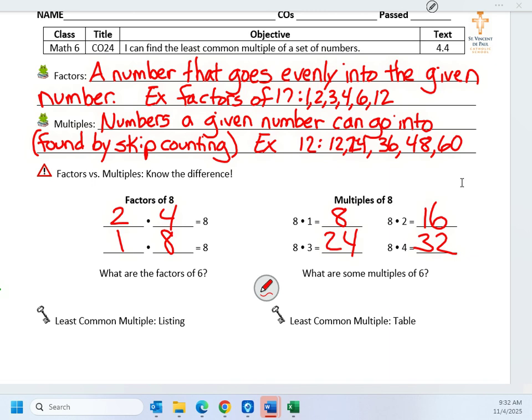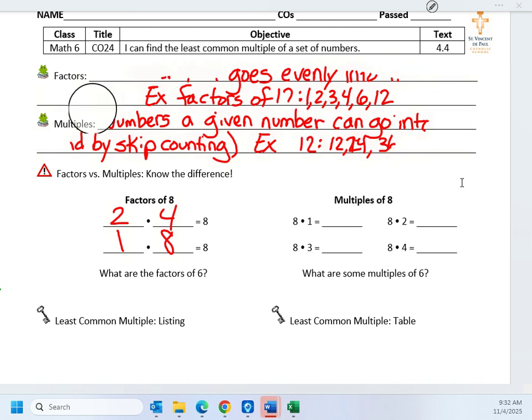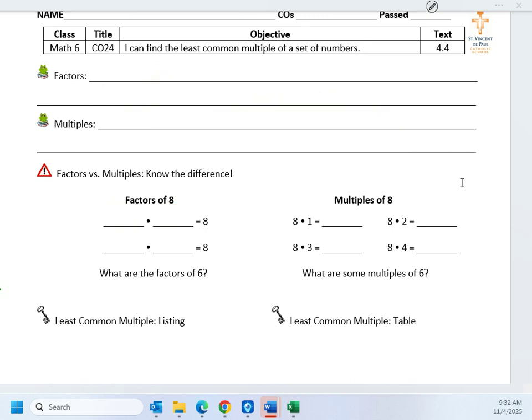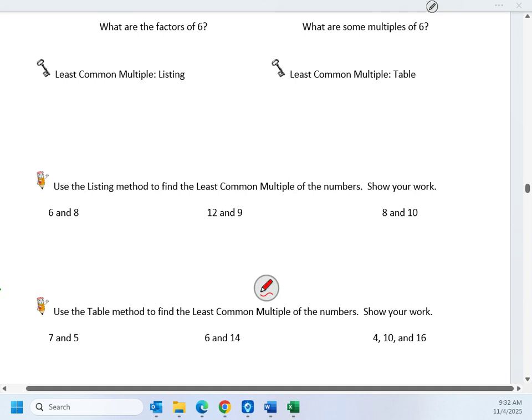So, we have some questions here. What are the factors of 6? Let me erase and move it up so we can see it easier. So think that out. What are the factors of 6? Write it down, and then we're going to share. Who can tell me one set of factors? Matt? 3 times 2.